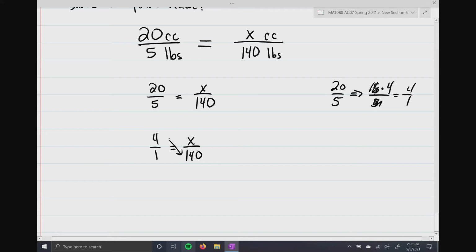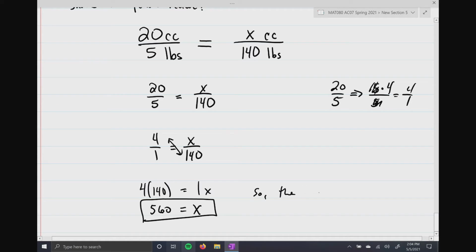Perfect. So we're just going to cross multiply here. So 4 times 140 equals 1 times x. Now, what's great is on the right-hand side, 1 times x is just x. So the only thing you got to do is actually multiply 140 times 4. And that gives you 560. So the 140-pound person should get 560 cc's.